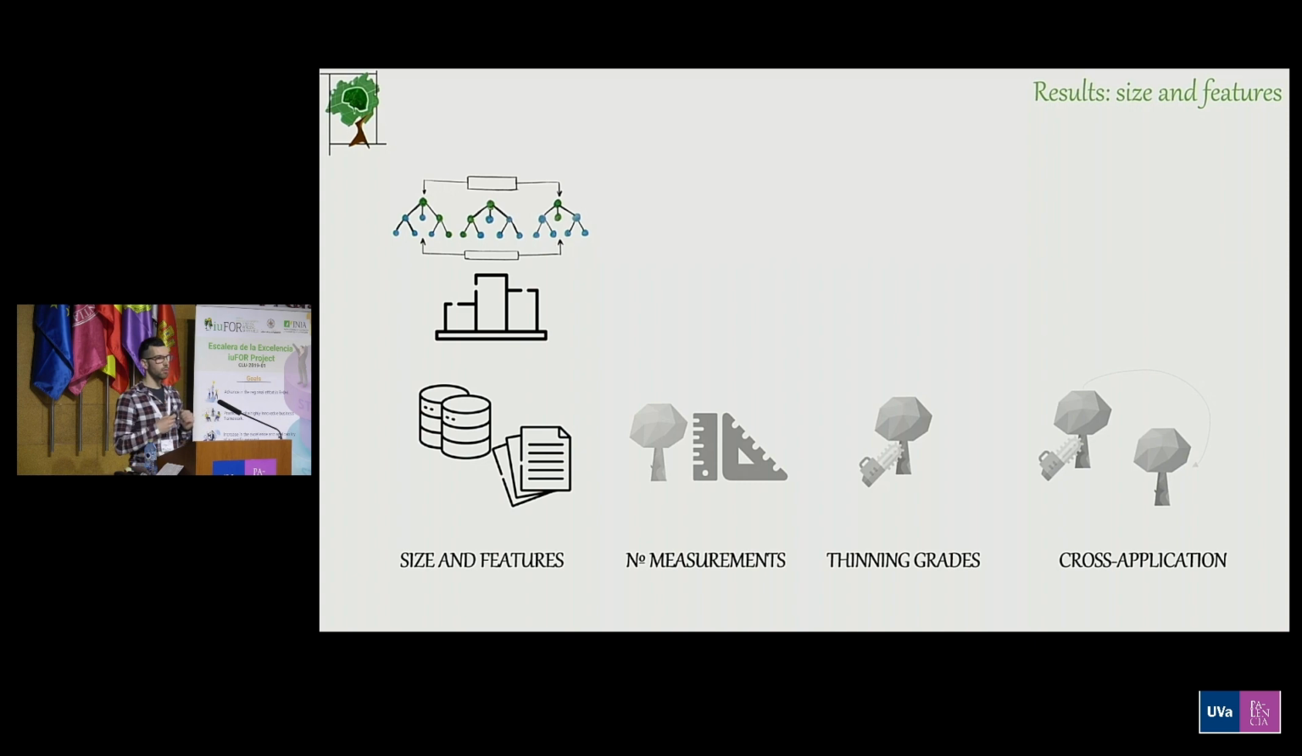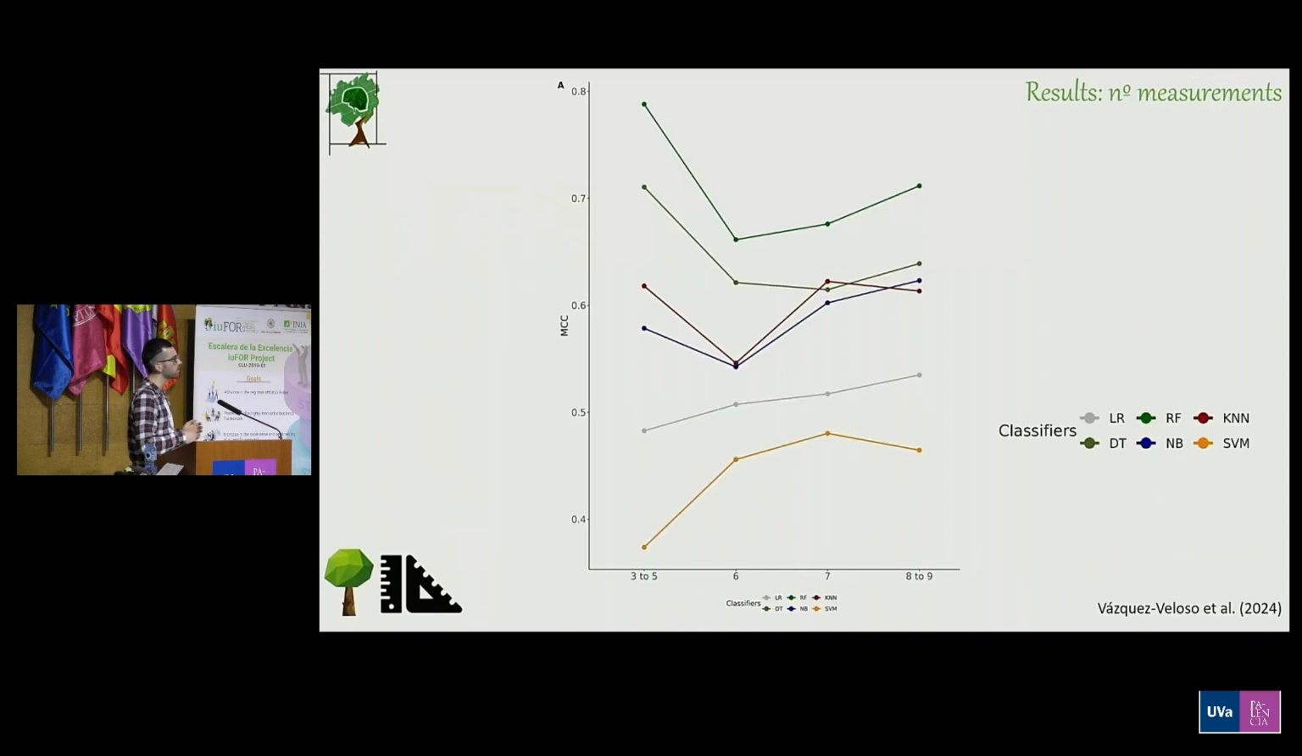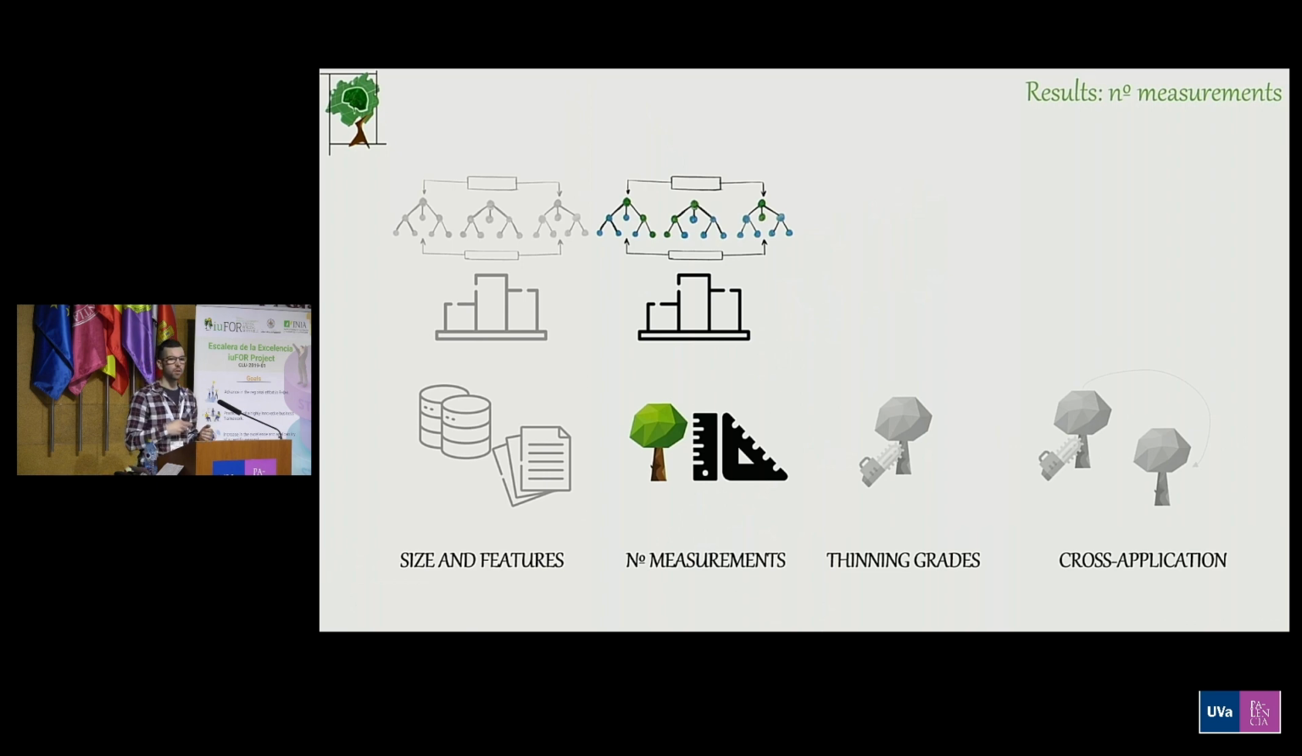And then we said, okay, we have a lot of plots. Some plots were measured between 3 and 5 times, and for other plots we have even 6 inventories, 7, or even more. Maybe there is one algorithm that is able to find different patterns if we provide more inventories of the same plot. And the answer was no, but in all the cases, again, random forest is the winner, the one that reached the better accuracy on the predictions.